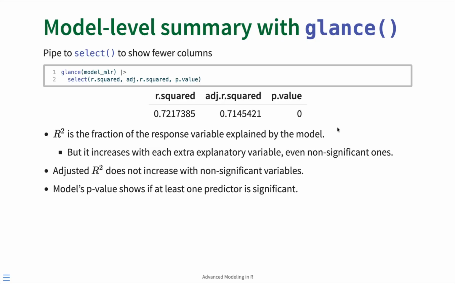And the null hypothesis here is that at least one explanatory variable is statistically significantly correlated with the response variable, rather than looking at the different explanatory variables one by one.